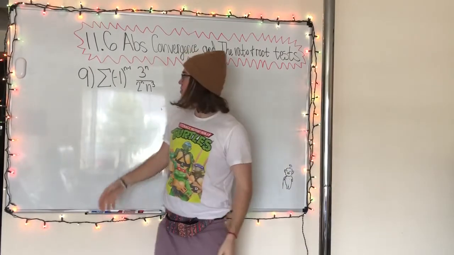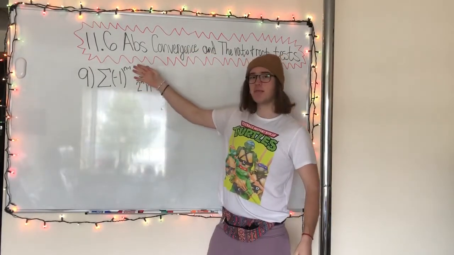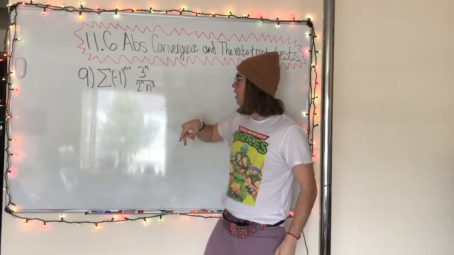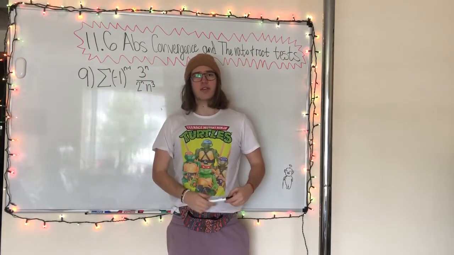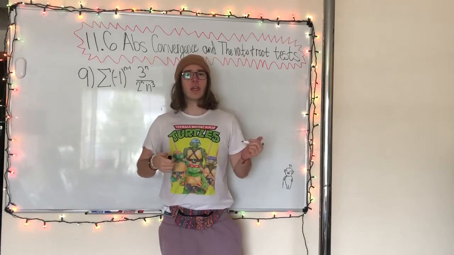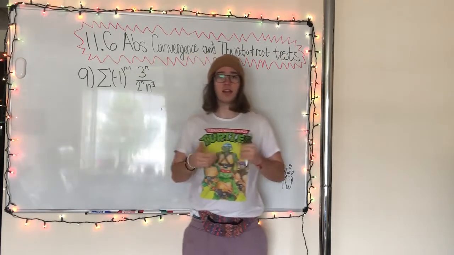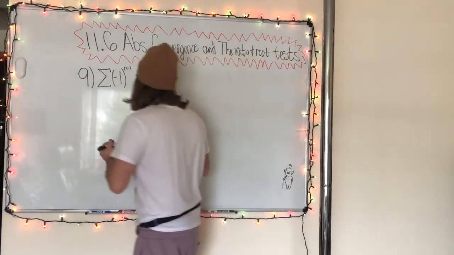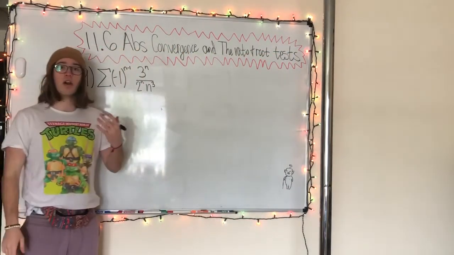Number 9, we have the series of negative 1 to the n minus 1 power times 3 to the n, over 2 to the n times n cubed. So how do we do this? Well, we have to use our ratio test. We need to compare, so we do a sub n plus 1 over a sub n.